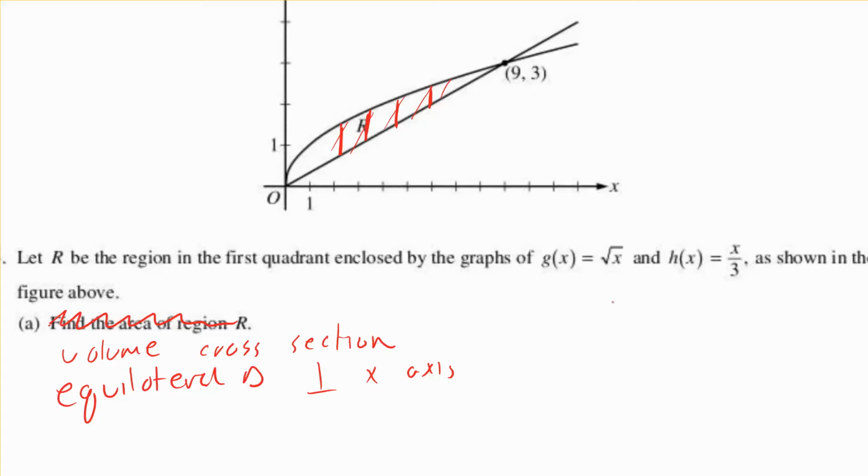The height of each one is going to be square root of x minus x over 3. And then our formula for an equilateral triangle is side squared times root 3 over 4. And we're going from 0 to 9. That's great.